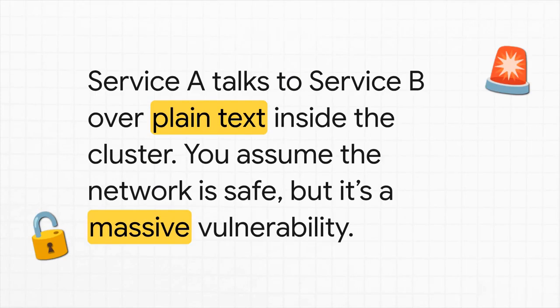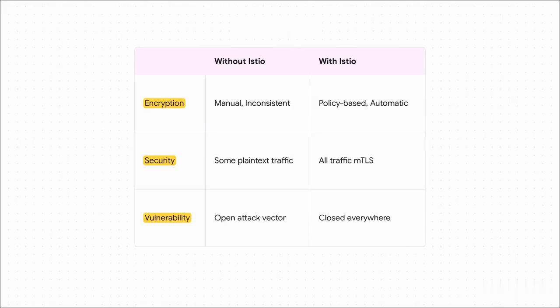This one is super common. In our example architecture, maybe service A is talking to service B over plain, unencrypted text inside the cluster. You kind of just assume the internal network is safe. But really, that's a massive vulnerability. So the question is, how do you enforce encryption everywhere and do it automatically? Well, without Istio, the story is familiar. Some services might be using MTLS, but others aren't. It's all configured manually, maybe even in the application code itself, and it's so easy to miss one. And that leaves unencrypted traffic floating around inside your cluster.